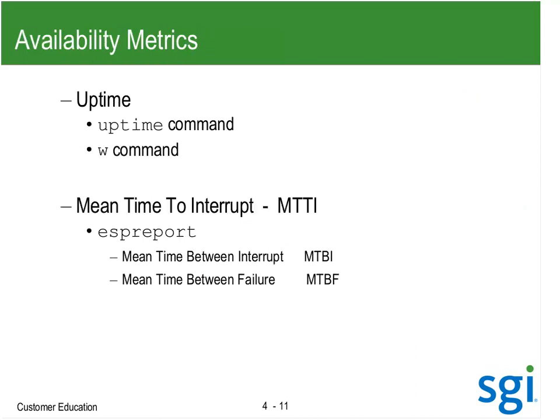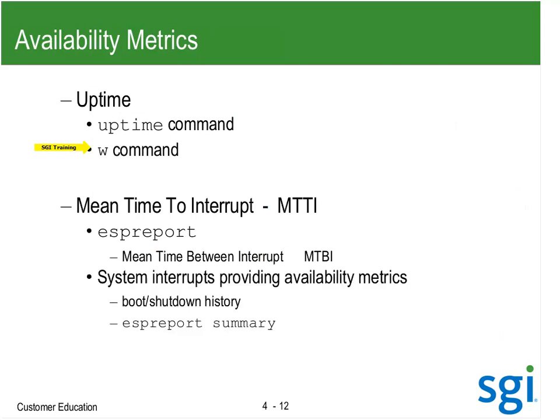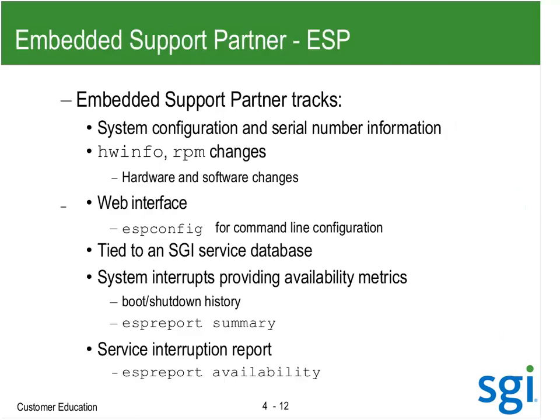Okay. So availability metrics come out of uptime and w, and mean time between interrupts used to be ESP report, but that's been pulled from my systems. I'm not seeing it on this release right now. So I'm just going to skip over ESP at this point. But it can give me ESP report summary and availability.